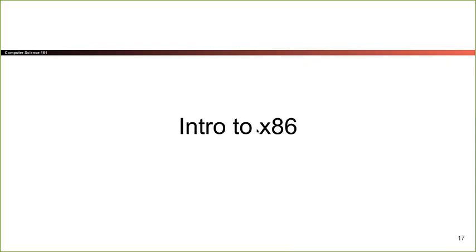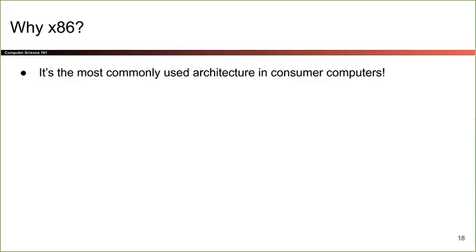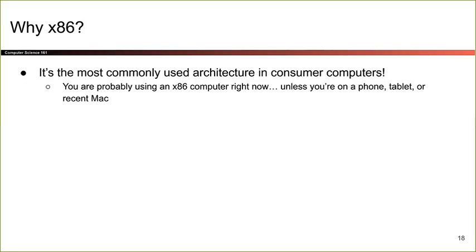Okay, now we're going to dive into the real meat of x86. So the first question that you always have to ask yourself when you're working with x86 is, why are we using x86? The simplest reason is it's the most commonly used architecture in consumer computers. So if you're using something that's not a phone, that's not a tablet, or a recent MacBook, or Mac Mini, or actually I think they have quite a few Macs with the ARM chips now, you're almost definitely using an x86 computer. I'm using an x86 computer for this.